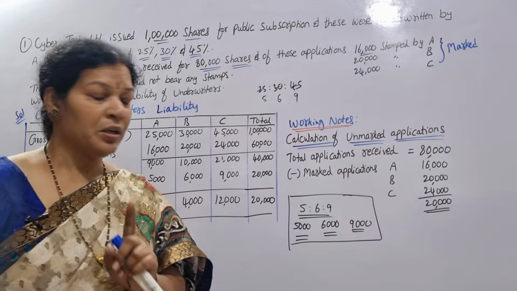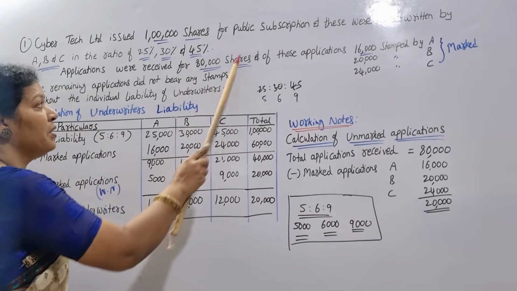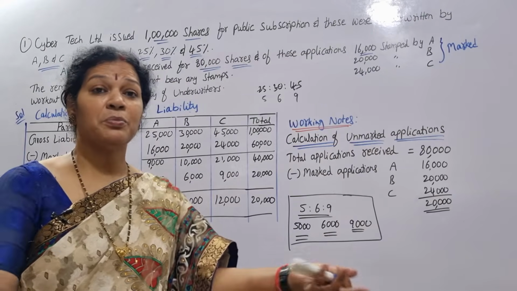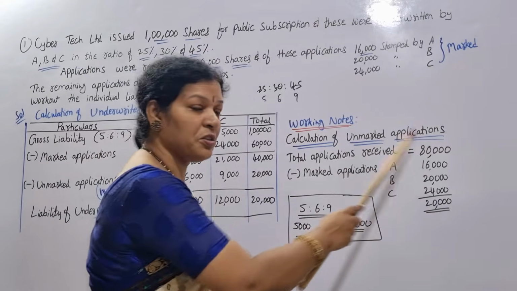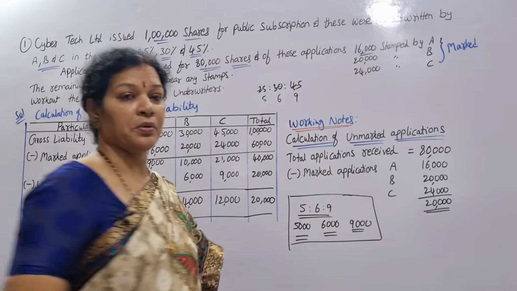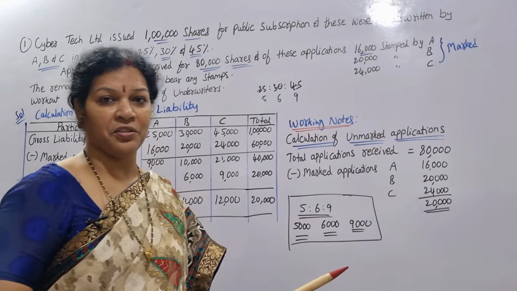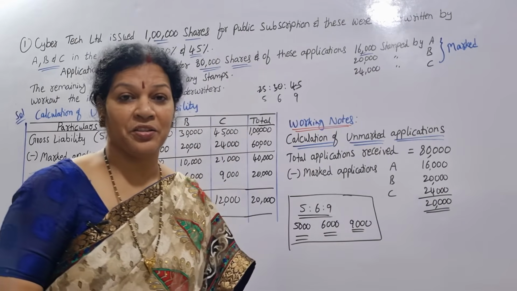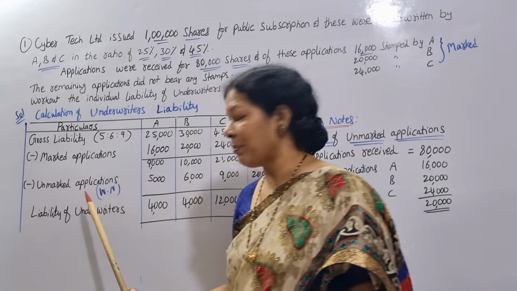For this, what we have to do? Take total applications received. How many applications we have received? 80,000 shares we have received. 80,000 minus marked is unmarked only. Total we got this much of applications. How many are marked? 16, 20, 24. 16, 20, 24 minus marked applications. So you are getting 20,000 unmarked applications.